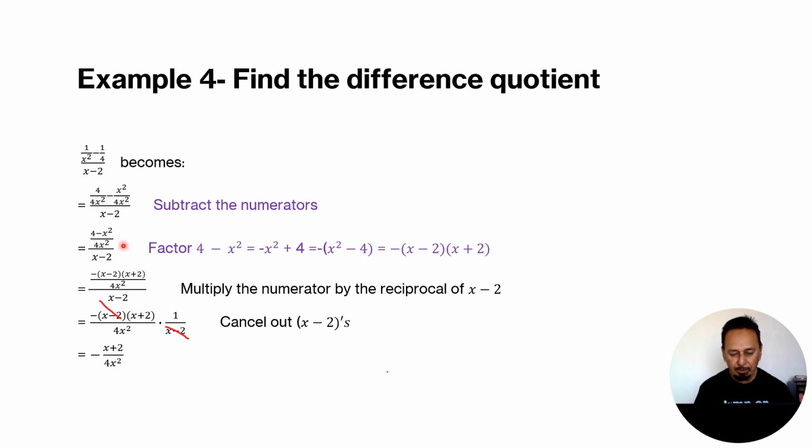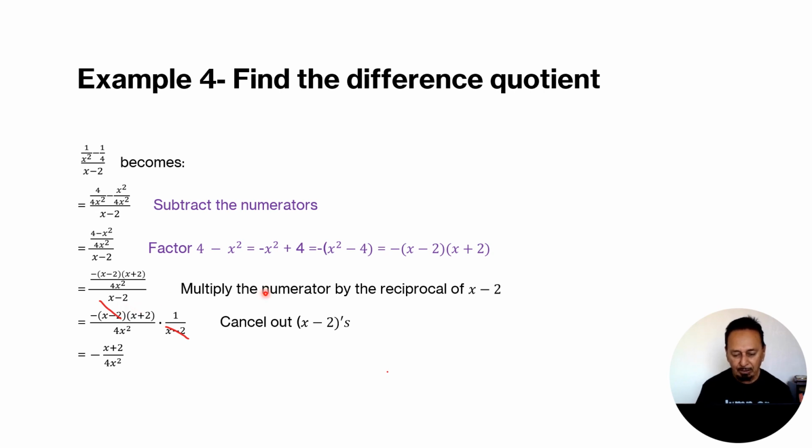To do that, we factor 4 minus x squared. So 4 minus x squared we can rewrite as negative x squared plus 4. We can factor out a negative, and it becomes x squared minus 4. And then we factor x squared minus 4, so you have a negative times x minus 2 times x plus 2. So this changes to negative x minus 2 times x plus 2 over 4x squared, overall divided by x minus 2.